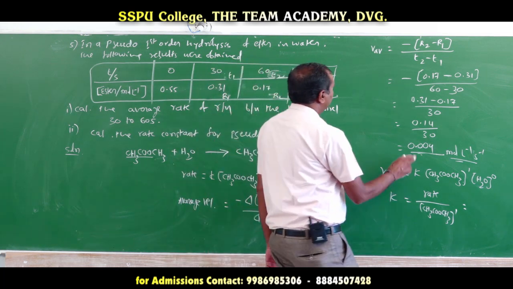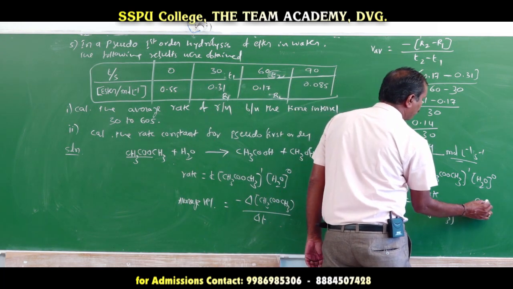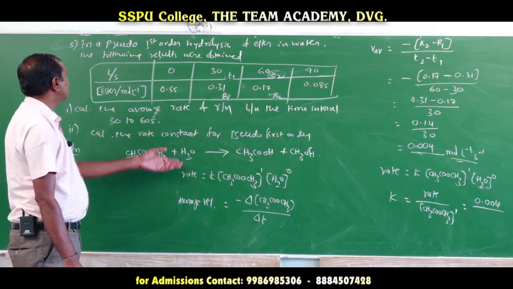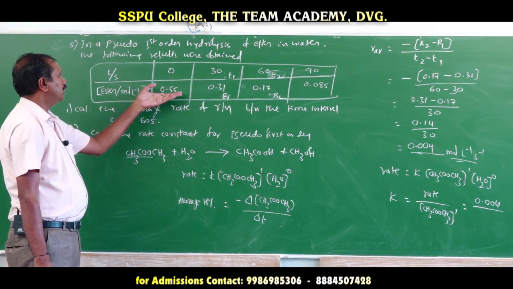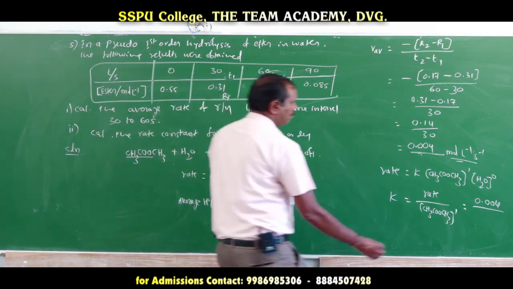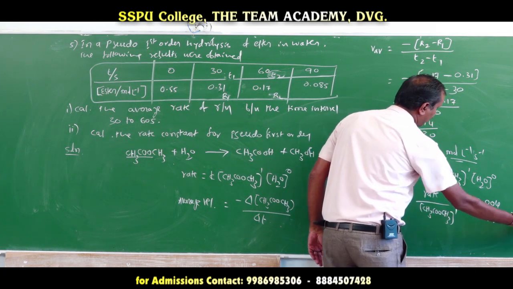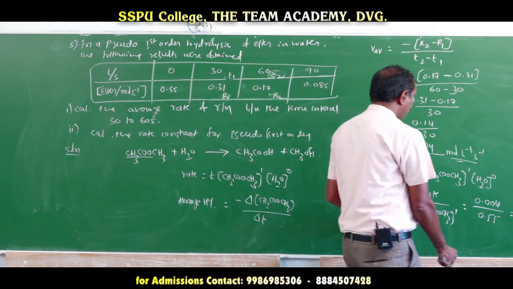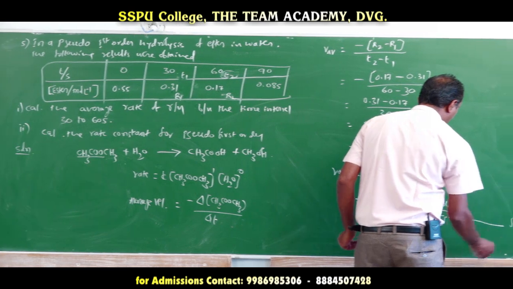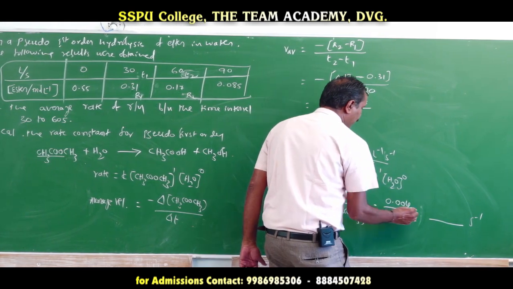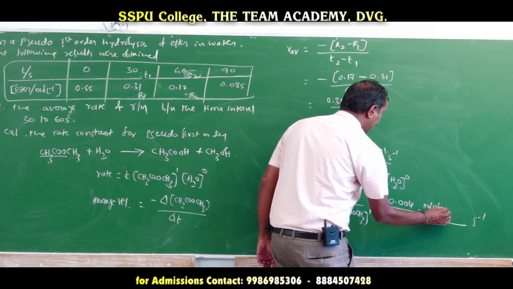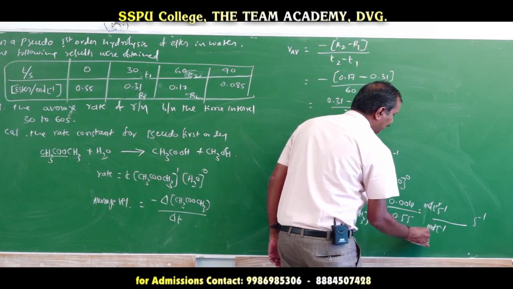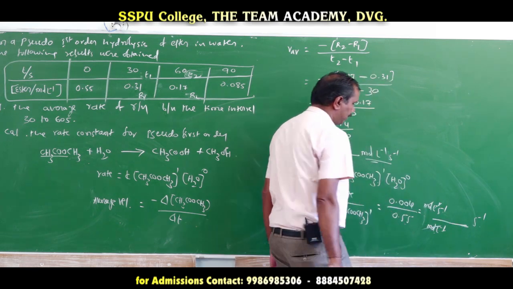What is the velocity? What is the average velocity? That is 0.004, divided by the concentration of methyl acetate. If you take the initial concentration of methyl acetate, that is 0.55. Finally, you can get the answer. What is the unit of this one? The unit of K is per second. Why? The rate unit is mole per liter per second, and the concentration unit is mole per liter. These two cancel, so the final answer is per second.